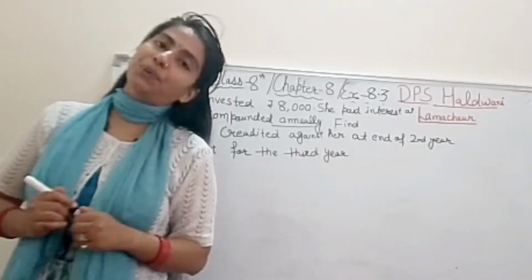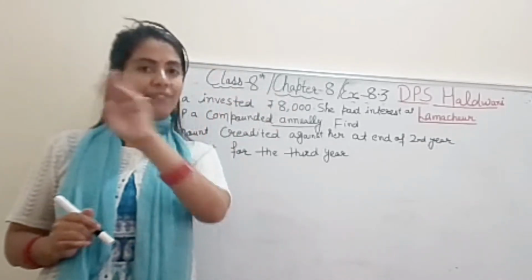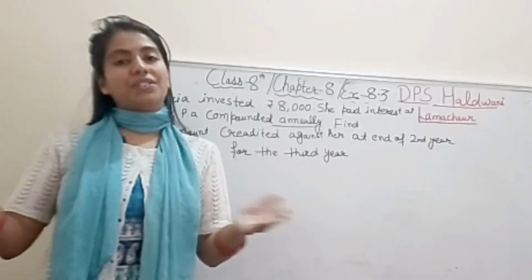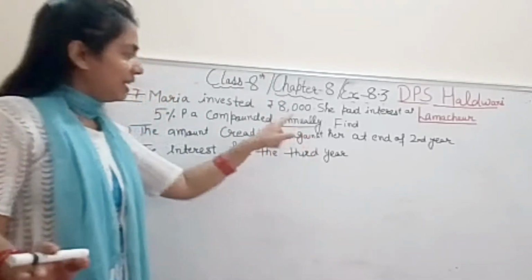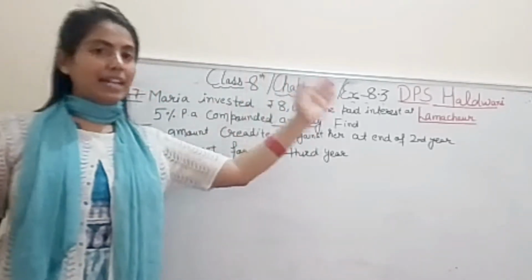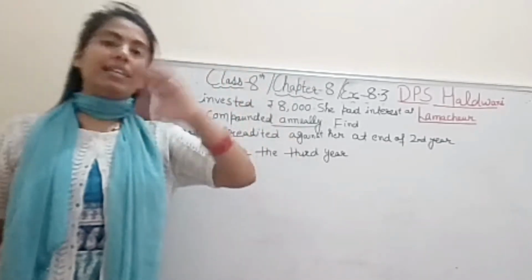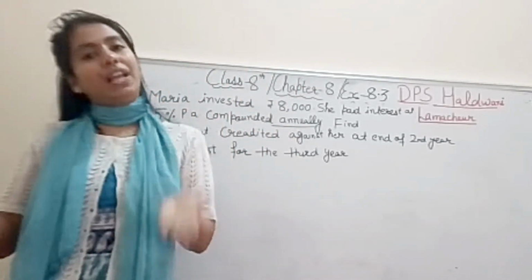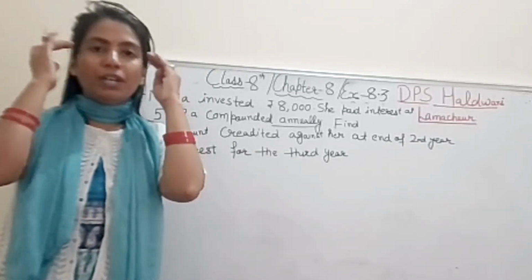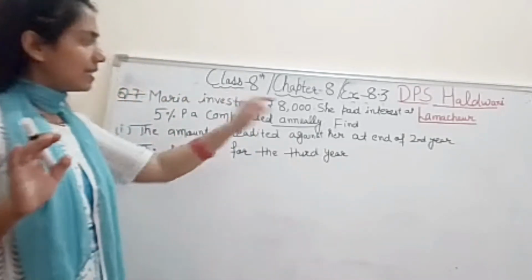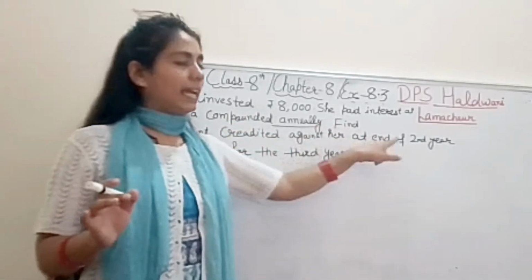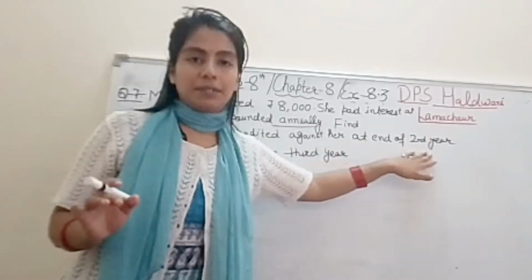Now the condition is annually. It means rate will not change, time will not change. Simply you will put the values into the formula and do the calculation. That's it. Okay student, whenever it is annually, no change, there is no tension. But if it is half yearly, time and rate will be changed, and quarterly also. After changing, put the values into the formula and do the calculations. That's it. Keep these 3-4 things in your mind. Okay. Next line, find A, the amount credited against her at the end of second year.